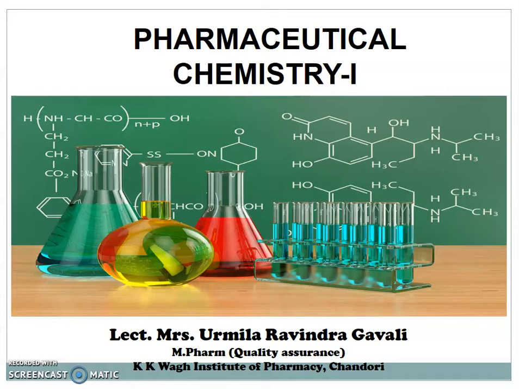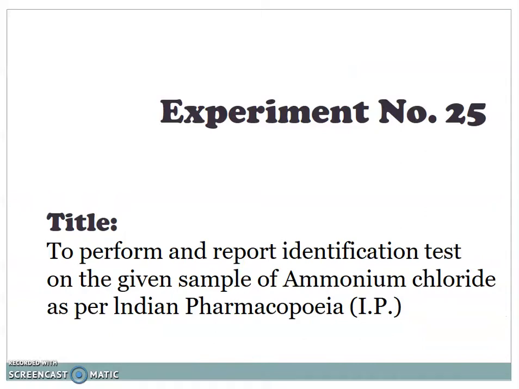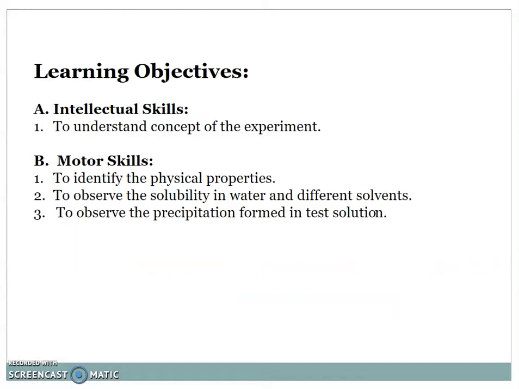So let's start with identification test. Experiment number 25. Title of the experiment: to perform and report identification test on given sample of ammonium chloride as per Indian Pharmacopoeia. Learning objective: after watching this video, student will be able to understand the intellectual skill, that means to understand the concept of experiment. Motor skill: to identify the physical property, to observe the solubility in water and different solvents, and to observe the precipitation formed in the test.